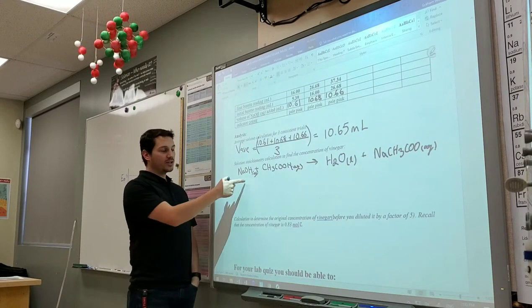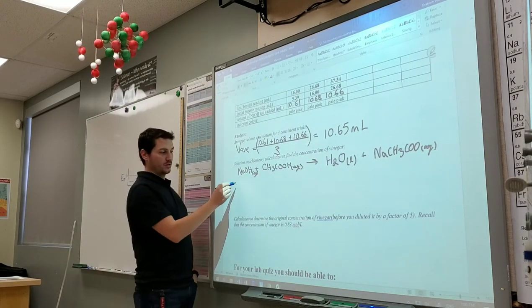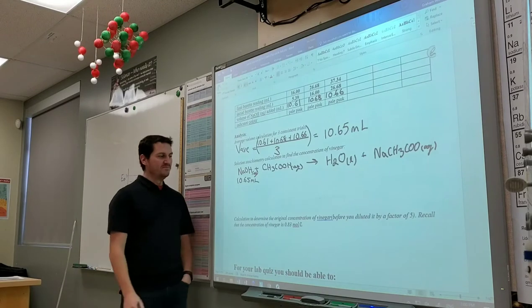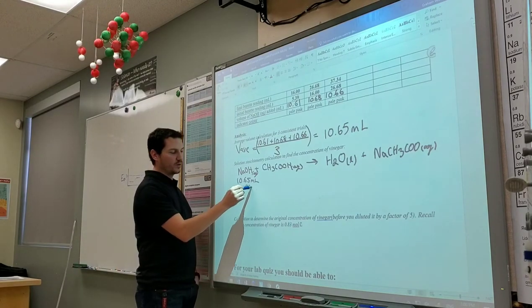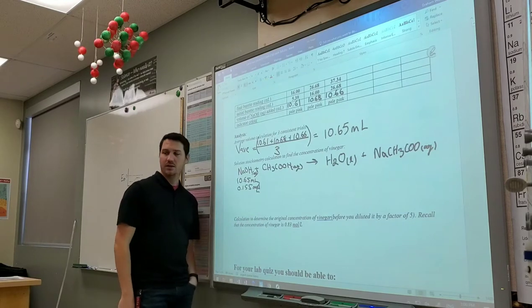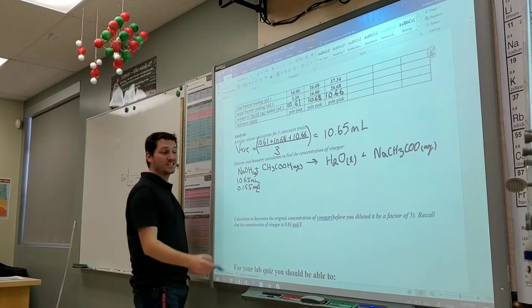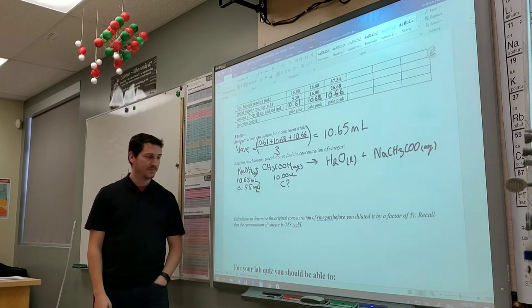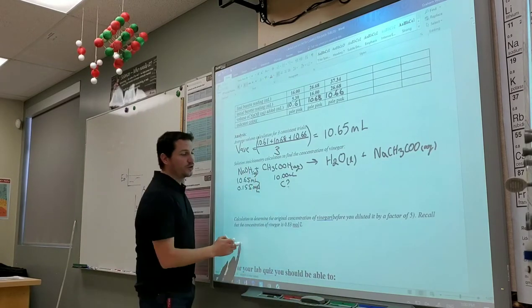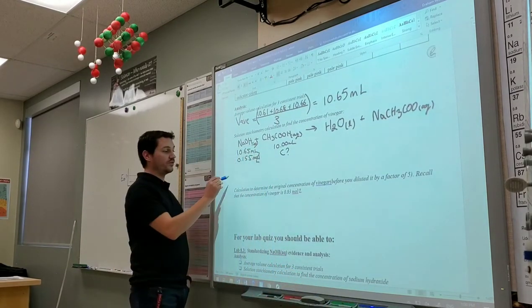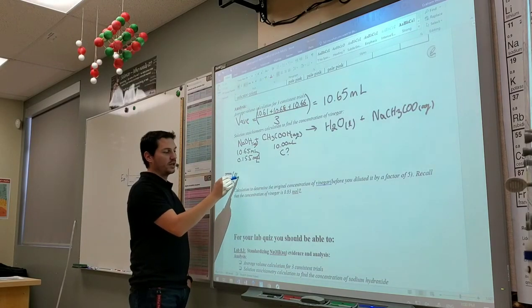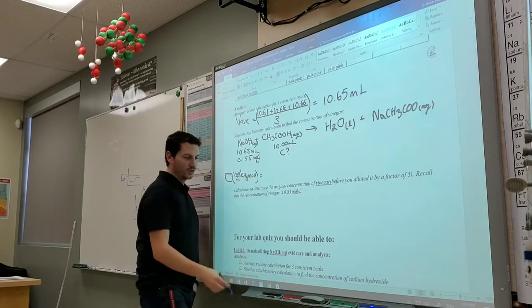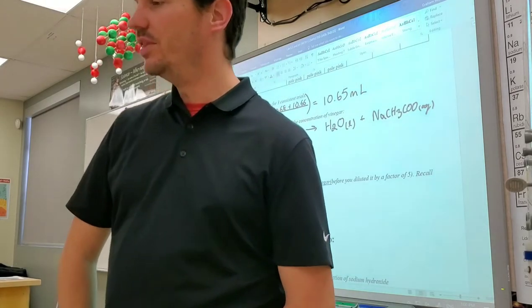So how much sodium hydroxide did we use on average? 10.65 milliliters. And we had a concentration of 0.155 moles per liter. And then our acetic acid, we know we had 10 milliliters of this stuff, and we're trying to find the concentration. So could you find the concentration in moles per liter of acetic acid? Yes, you could. Go ahead. Do that.